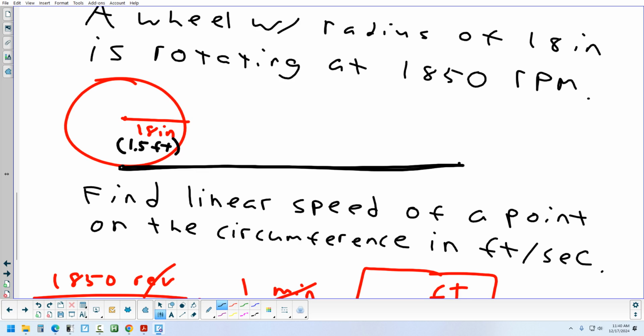Imagine this was a loop of wire, and you cut it, and then you straightened it out. If you could measure that, that's how far the wheel would roll in one revolution. So what's the formula for circumference? It's 2 pi r. And what is our radius in feet? 1.5.